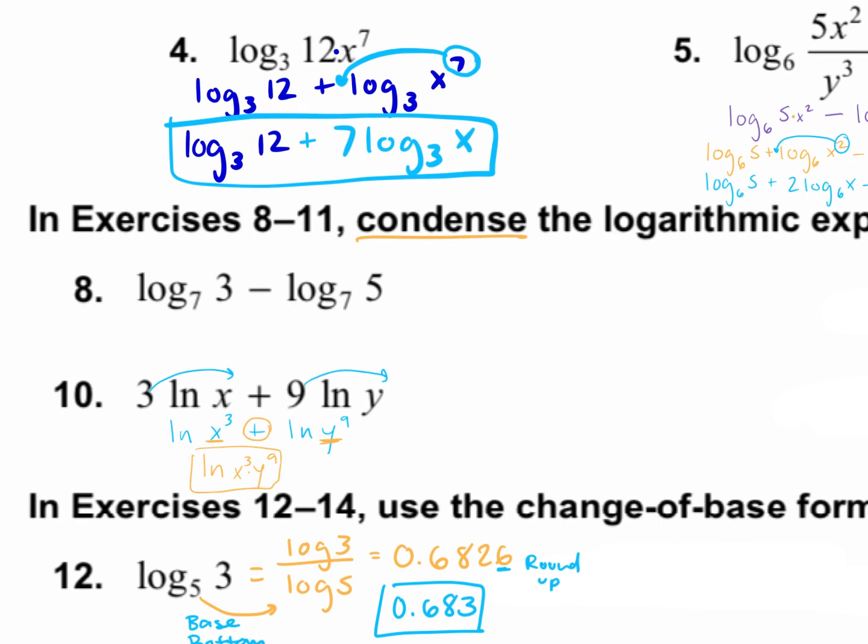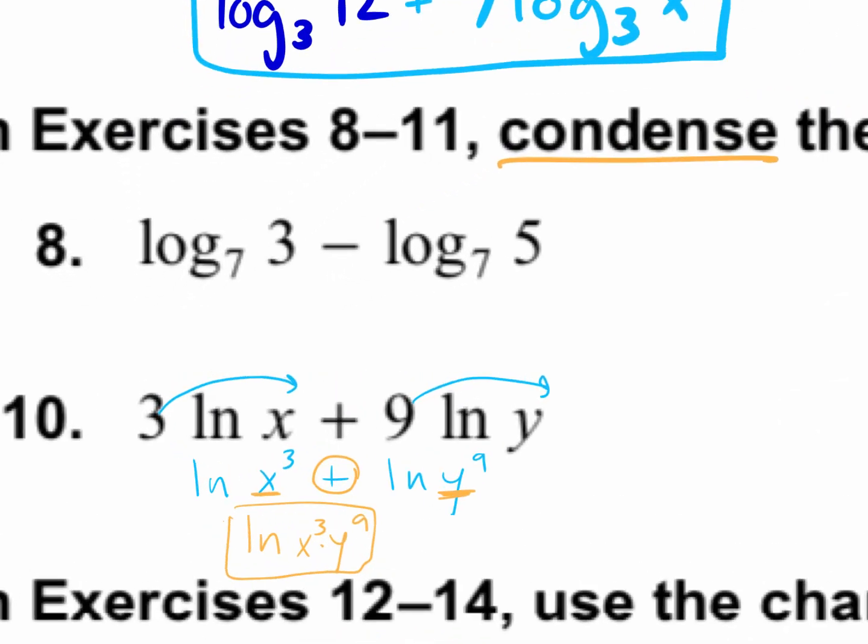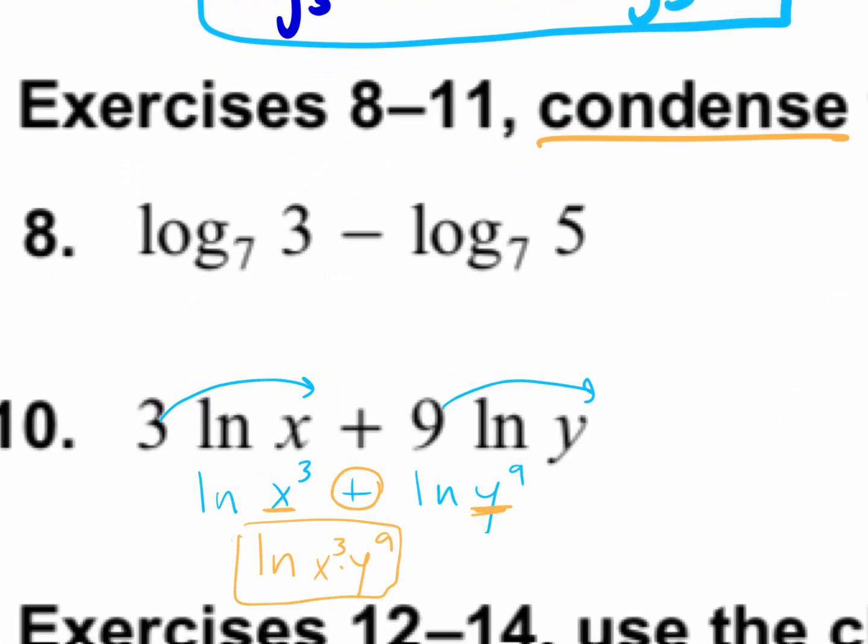All right, let's take a look at number 8. Here we're condensing the log. So when we condense, we're just making it a single log. What goes with subtraction? Division. So I have log base 7 of what? Of 3 over 5. Perfect. We just divide the two things that we were taking the log of. So it condenses down to just one log, and we divide 3 and 5. So it's always the first one on top, divided by the second one.